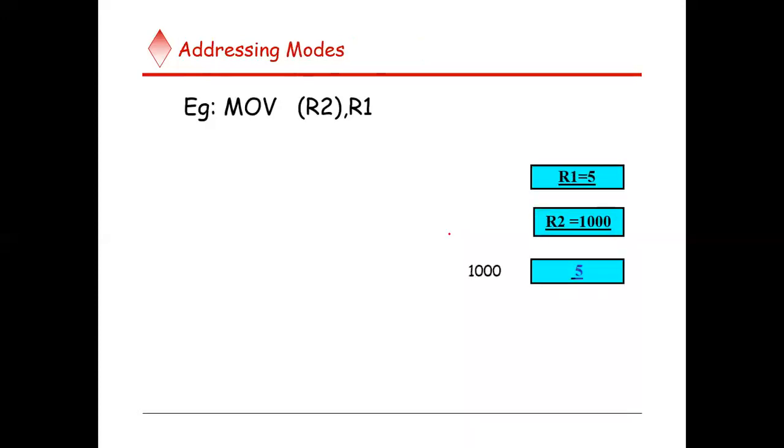Look at this example and see what happens in this case. R1 is keeping a value, whatever the value, we don't know. R2 has a certain value that you should transfer into R1. The bracket indicates that R2 is holding an address. Check: R2 is holding the address 1000. Its content is 5, so that will be transferred to R1. Finally, the value at the address held in R2 will be taken and kept inside R1.